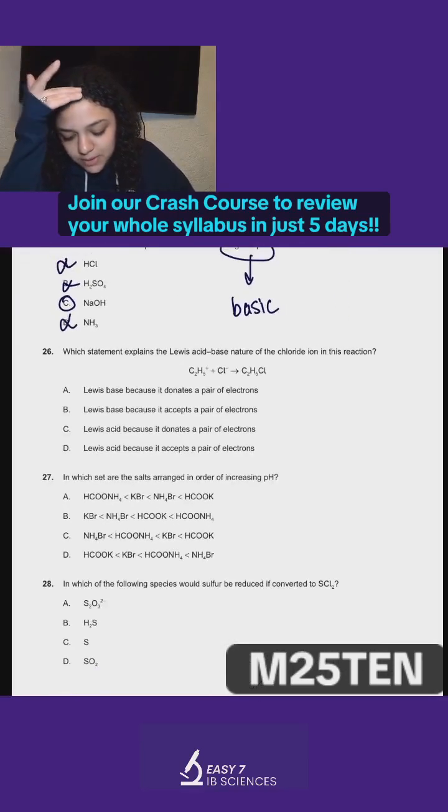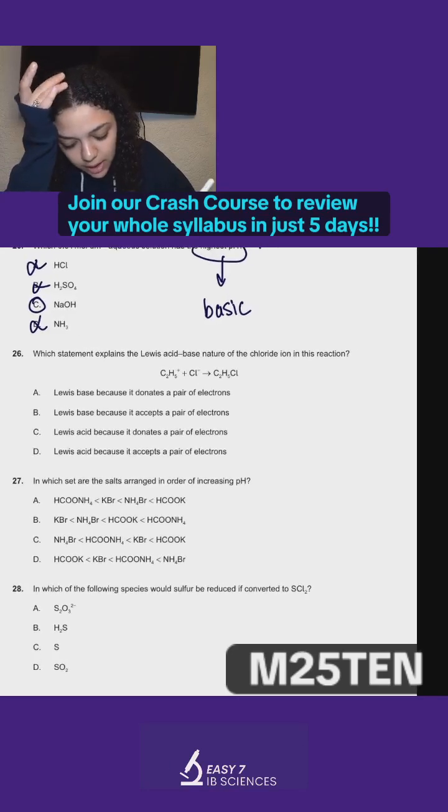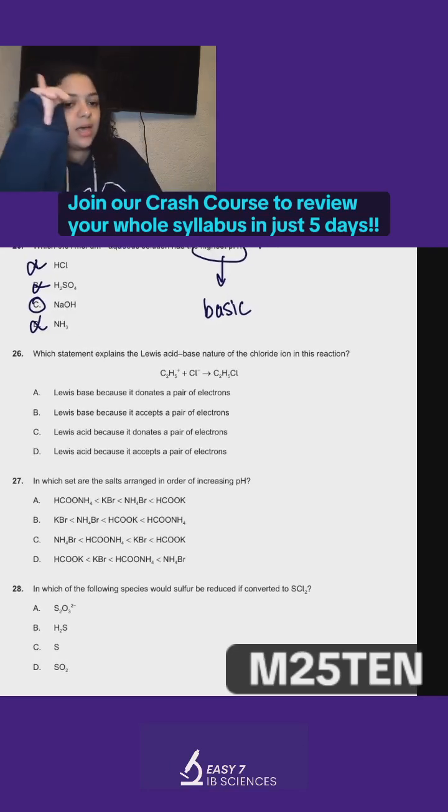Moving on, it says which statements explain the Lewis acid-base nature of chloride ion in this reaction? And this is HL only.